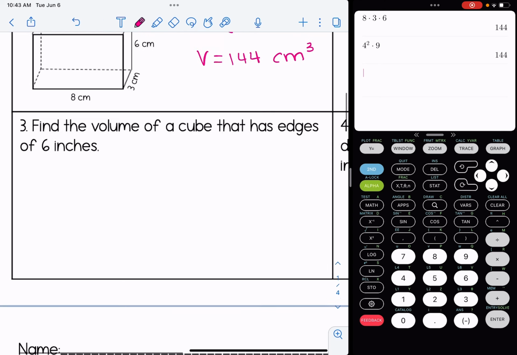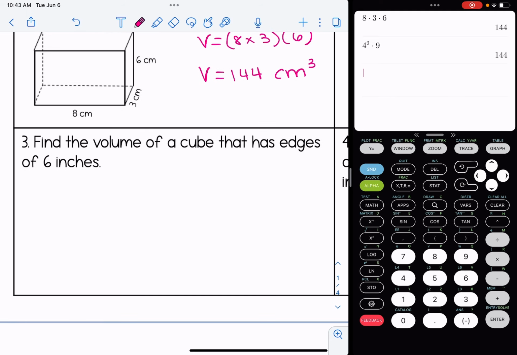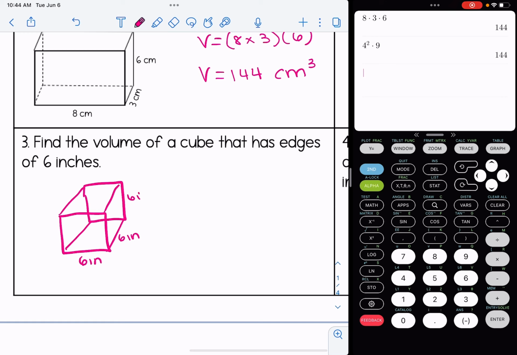All right, number 3. Find the volume of a cube that has edges of 6 inches. A cube is a type of rectangular prism. If we want to try and draw out what a cube looks like, we certainly can. All of the sides are congruent squares. And if the edges are 6 inches, that means everything is 6 inches, and it's going to look something like this. In a cube, we could put tick marks on every single segment there. They're all equal.